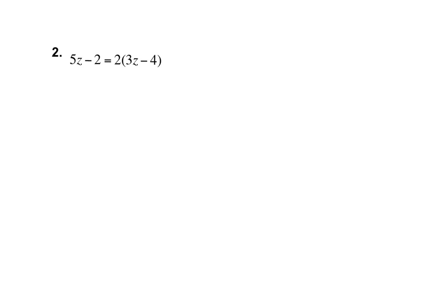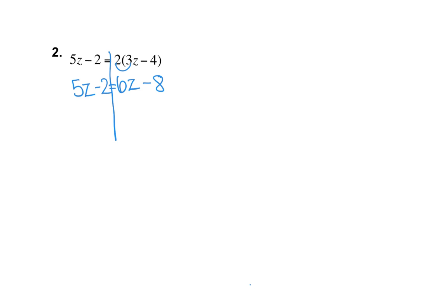All right, number 2, we have 5z minus 2 is equal to 2 times 3z minus 4. Again, we're going to draw a line down the middle. In this one, notice that we can simplify that 2 times 3z minus 4, so we have to start there first. I'm going to take 2 times 3z, and I'll have 6z. 2 times negative 4 is going to give me a negative 8. Since I have a negative answer, I'll have a minus 8. And now I'll have 5z minus 2.